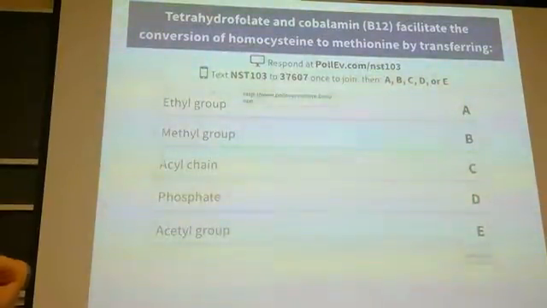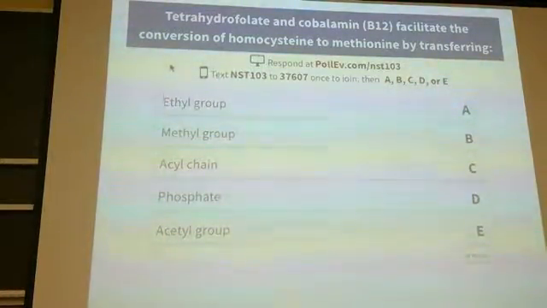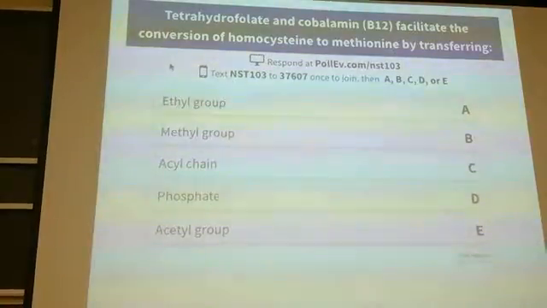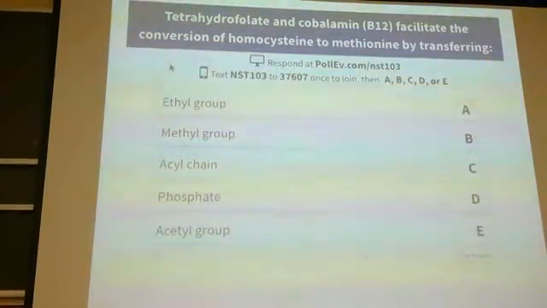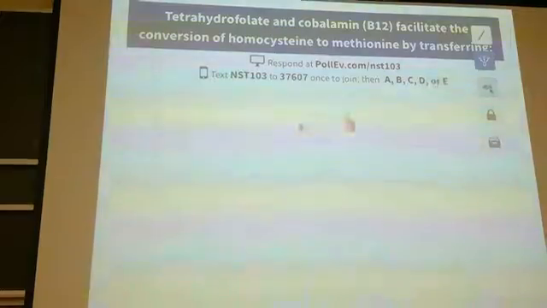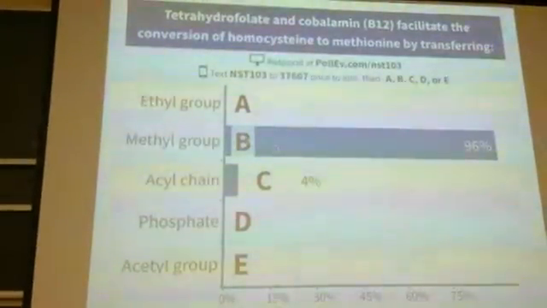Okay, so two more questions, I think. So tetrahydrofolate and cobalamin. This was the last lecture. They play important roles facilitating the conversion of homocysteine to methionine by transferring which chemical group? A methyl group, an ethyl group, a one-carbon group, an acyl chain, a phosphate, or an acetyl group. Correct. It's a methyl group.